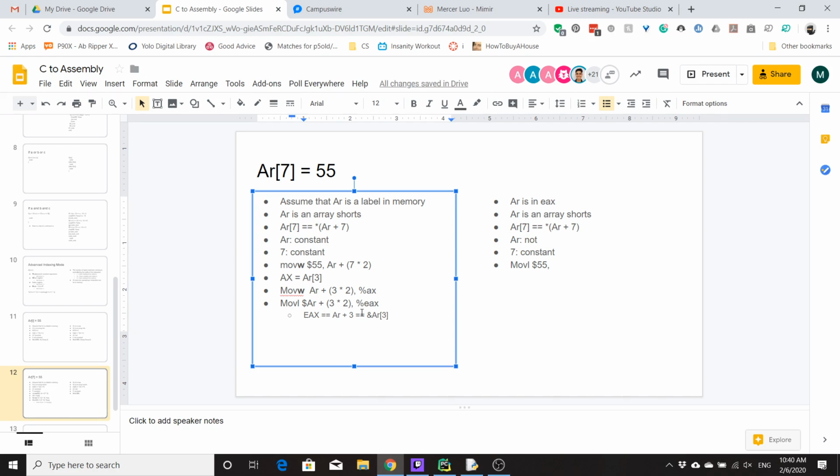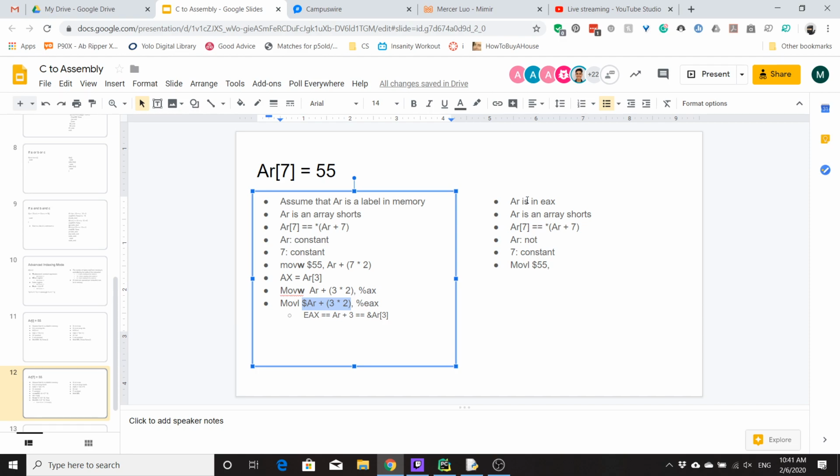Because the dollar sign means constant, right? And the constant part of a label is where it's at in memory. So this part over here is essentially doing AR plus 3 in C code, because the compiler will take care of the size of the variables for you, so no times 2. So just have to be careful with what you're doing and make sure you get the right thing. If you're not seeing dollar signs, it means you're accessing something in memory, right? If you're seeing dollar signs, you're working with a constant, right? And again, the constant part of a label is where it's located in memory, the address.